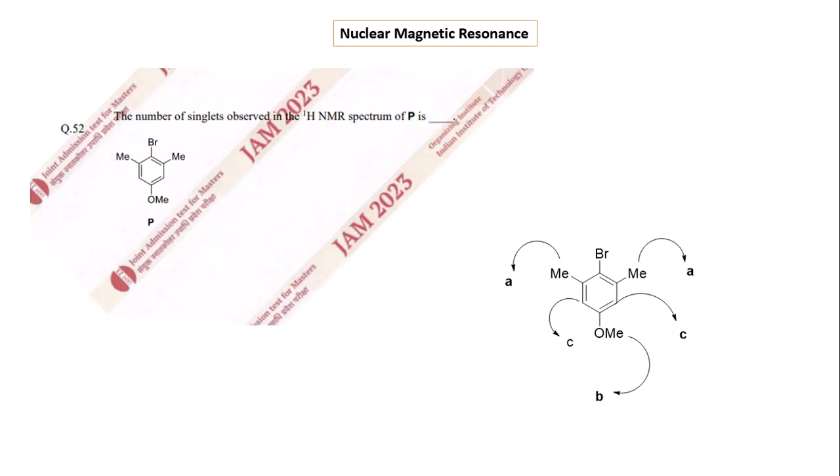The number of signals observed in the NMR spectrum is 3, where the methyl group is one type, the ortho proton is one type, and this is the methoxy proton. So the answer becomes 3.